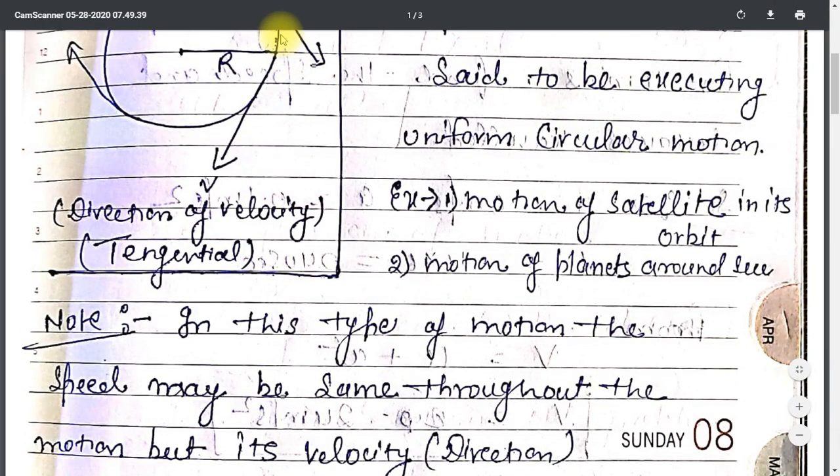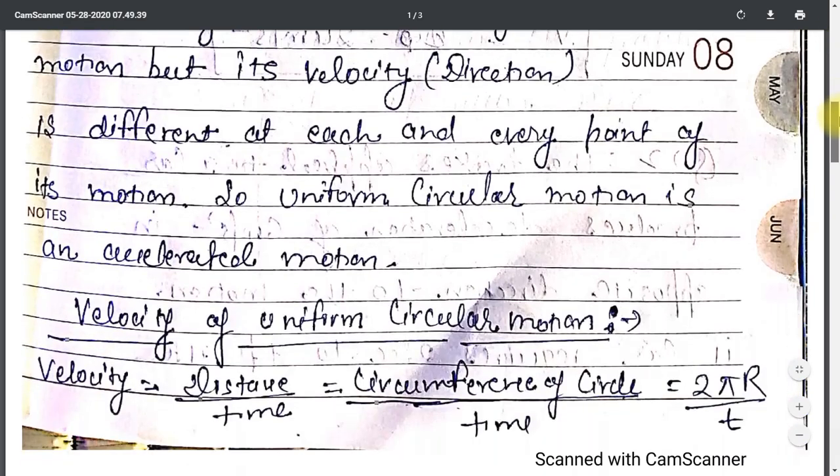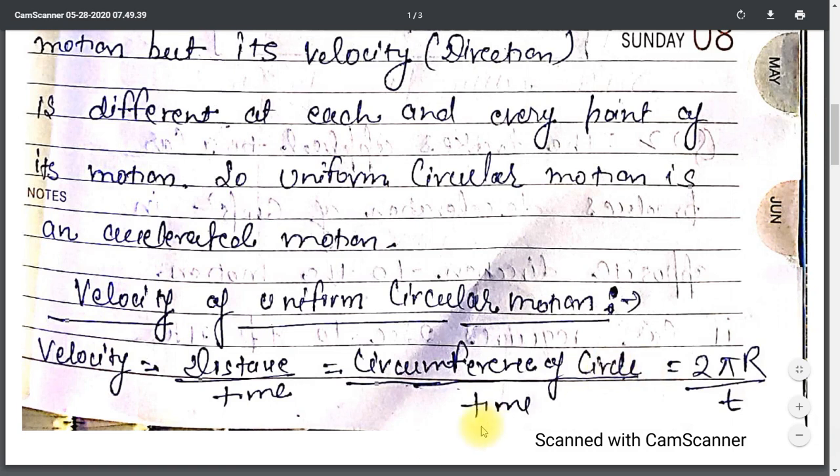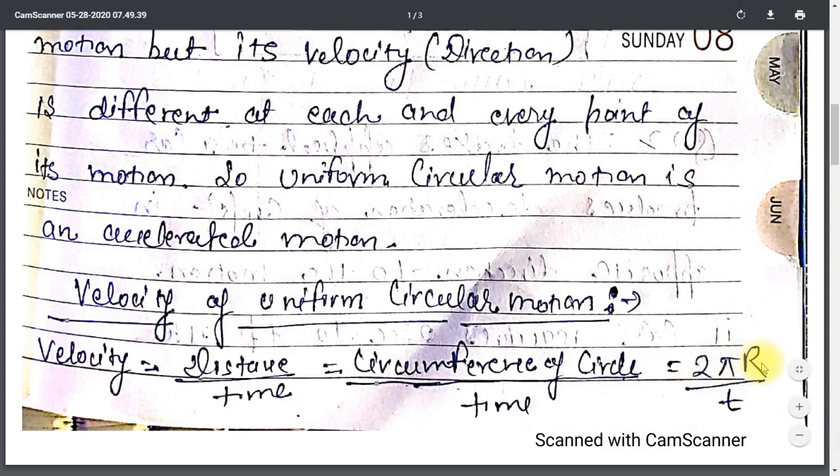The distance for this circular path will be equal to the circumference of the circle, from this point to this point. So what will be the circumference of the circle? 2 pi into the radius of the circular path. So circumference of the circle upon the time. If capital R is the radius of the circular path, the circumference is 2 pi r, so v equals 2 pi r upon t.